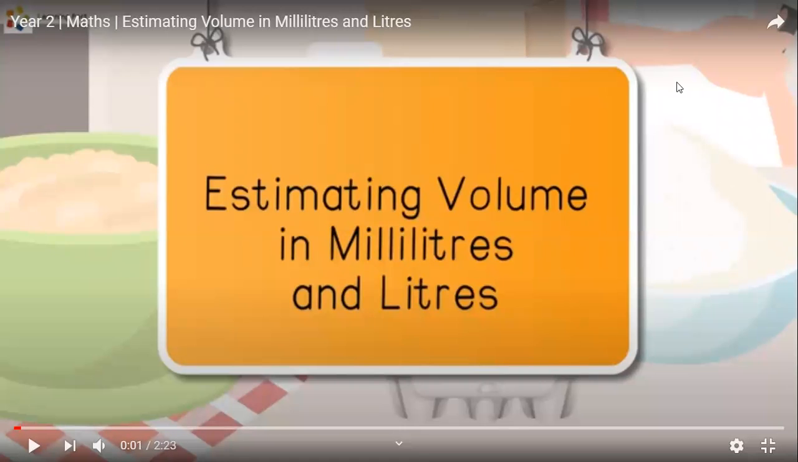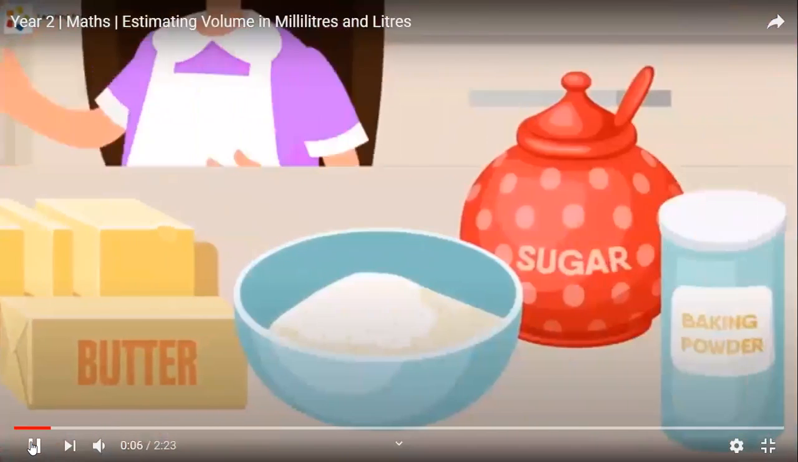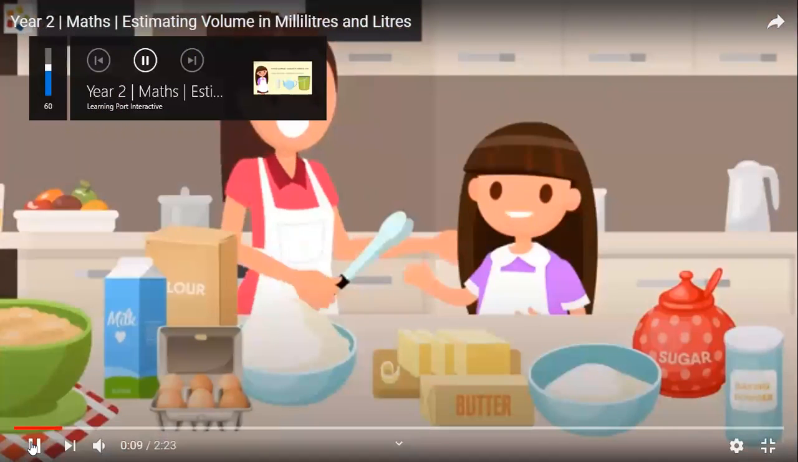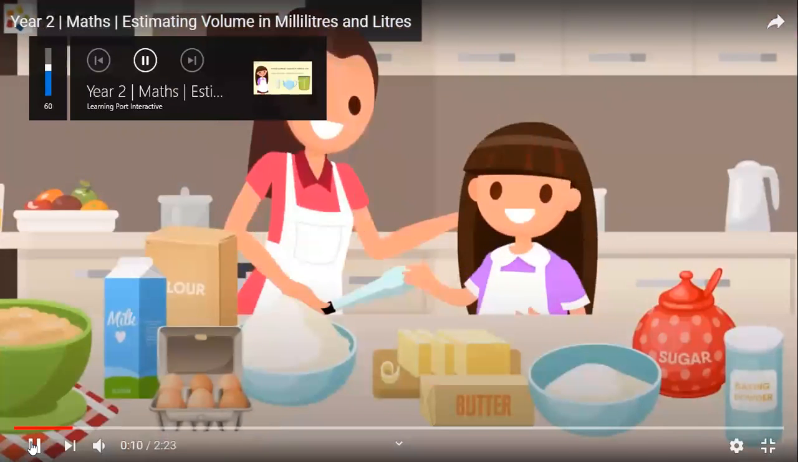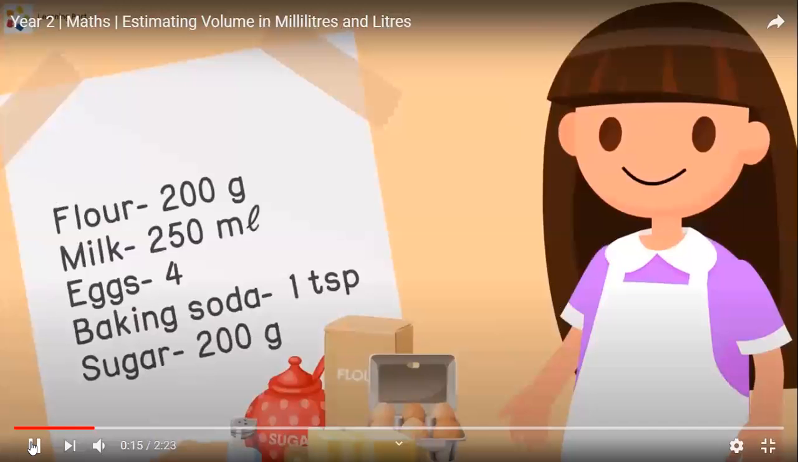Today we're going to be looking at Unit 11, Lesson 9, and we're going to be solving problems using milliliters and liters. Zara is baking a cake with her mother. Mother asks her to prepare a cup of milk for the cake. Zara is surprised. The recipe says 250 milliliters of milk.